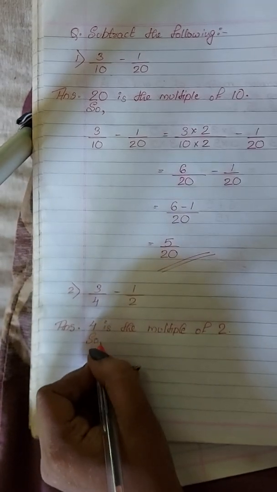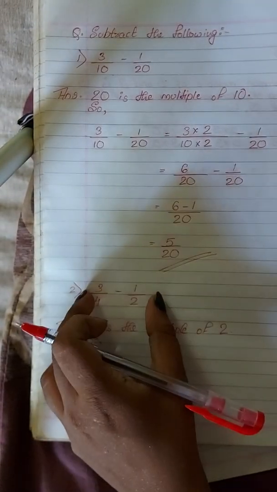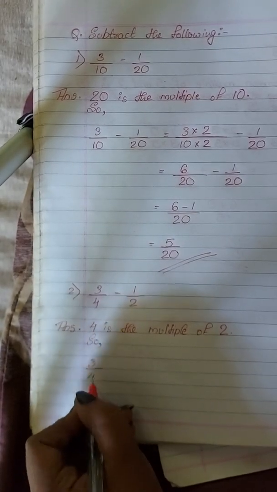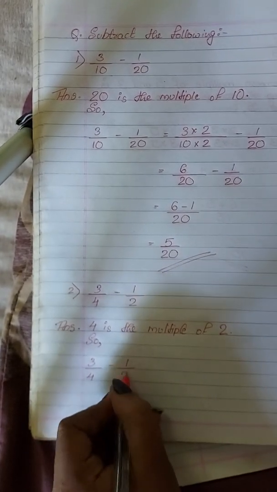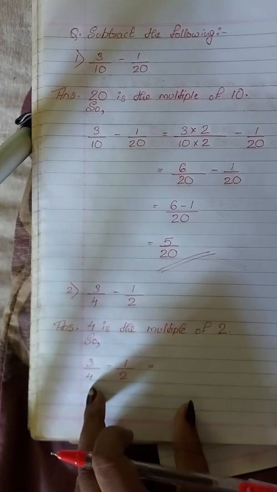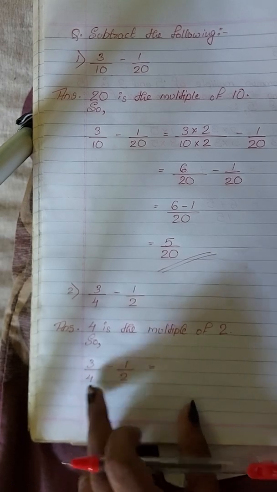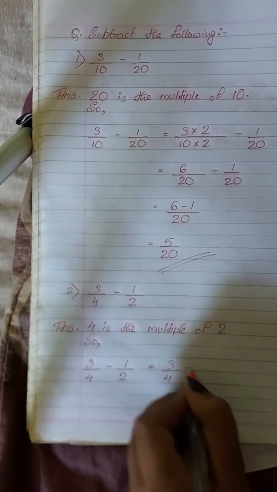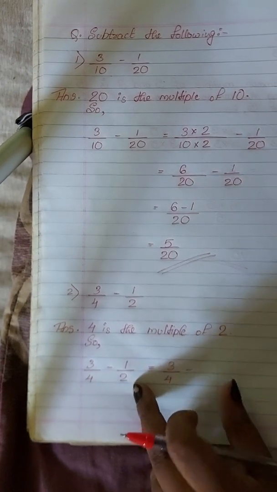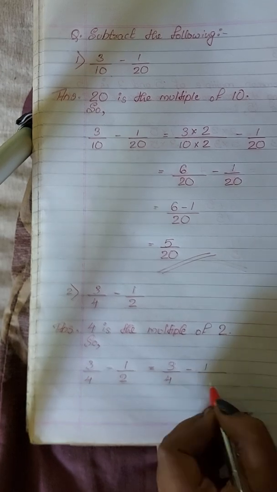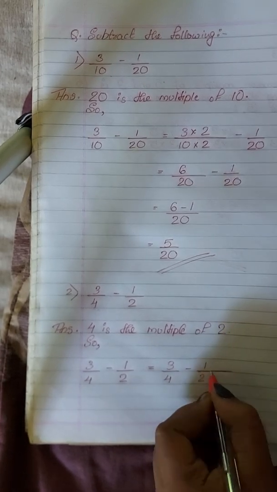So now I'll write the entire question below. That is 3 upon 4 minus 1 upon 2 is equal to. Now I have to change this fraction. I don't have to change this fraction, so I will write it as it is: 3 upon 4 minus. Now the change has to be done here, right? I will write this fraction 1 upon 2. I'll extend the middle line.